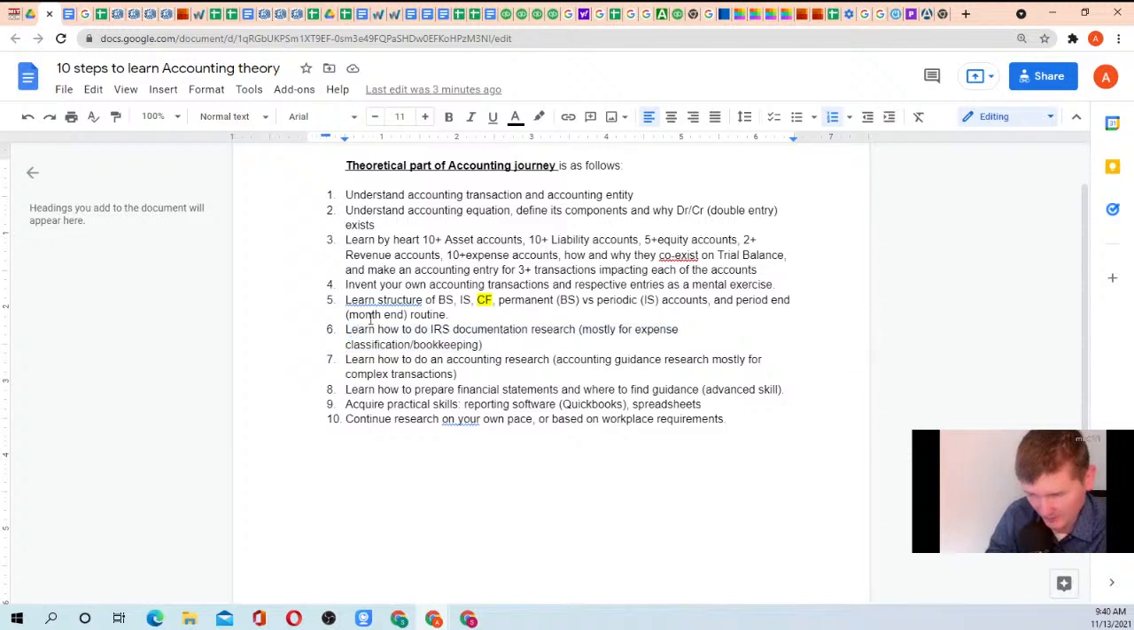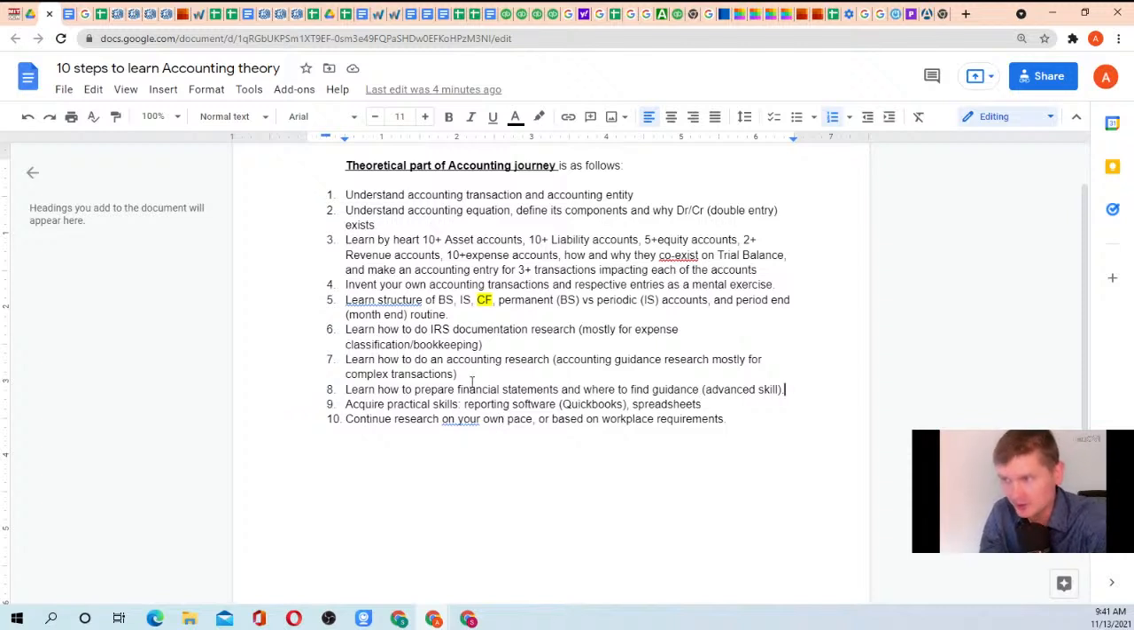Okay, so we dived into IRS documentation, and currently we are diving into the accounting guidance, revenue accounting guidance, and today we will have a big lesson for that point. We will do a bit of Googling and research just to collect main repositories of data. Learn how to prepare financial statements and where to find guidance.